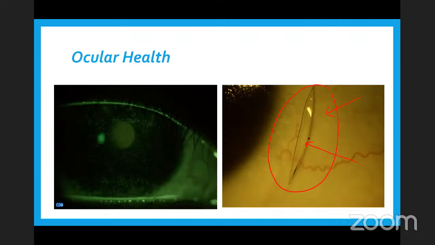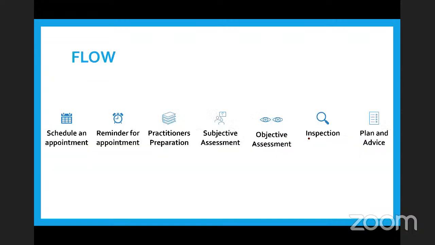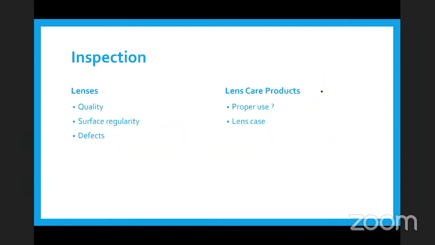So once we have done all of this, we have done an objective assessment, we have checked everything about the ocular health, we have checked the refractive status, we have checked the lens fitting and everything. Then the next important part of the flow of an aftercare is the inspection. When it comes to inspection, we inspect the lens as well as the lens care products.